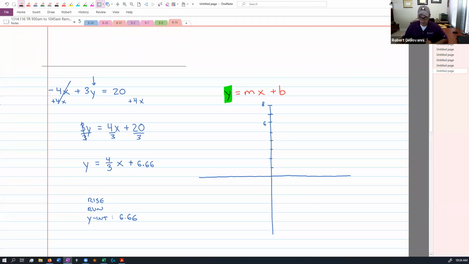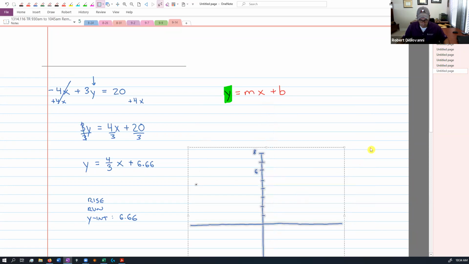In fact, where's my cursor? You know what? I'm going to need to move this graph down a little bit. I'm going to need a little more room. Okay, so 6.6, I don't know. I'm just going to eyeball it about right there. From there, I have to do a rise of 4 and a run of 3. So that's up 4 to the right 3.